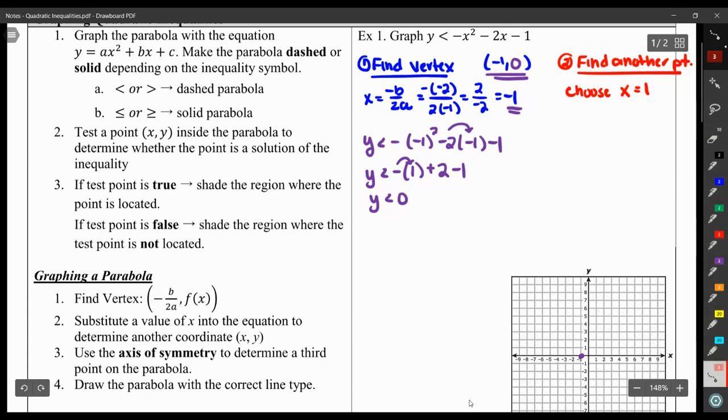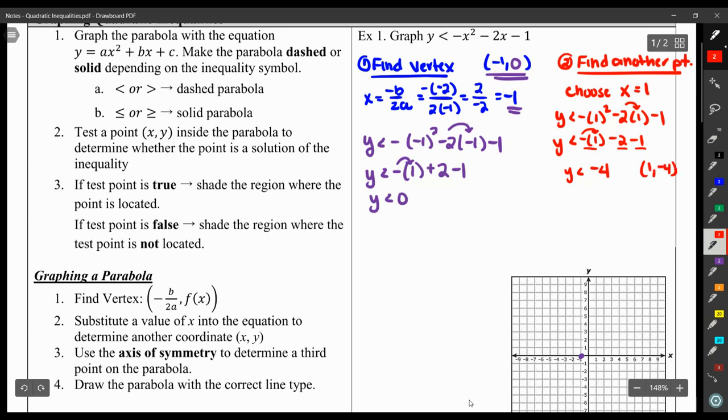It's far enough away from the vertex that I'll get a pretty good picture, but it's also not an x value way to the right or way to the left that may result in a y value that's off my grid. So I'm going to choose x is 1, and I'm going to substitute that into the inequality. So y less than negative of 1 squared minus 2 times 1 minus 1. So we have y less than, well, 1 squared is a 1. Negative 2 times 1 makes negative 2 minus 1. So negative times a 1 is a negative 1. So negative 1 minus 2 minus 1 makes a y value of negative 4. So the coordinate that I have chosen is positive 1, negative 4. So I'm going to plot that.